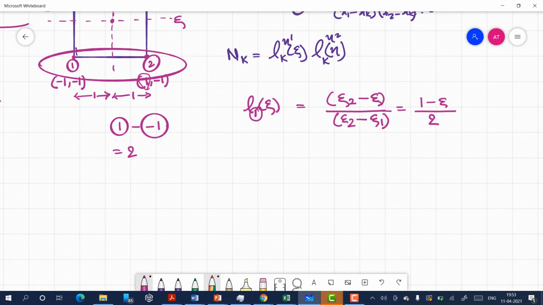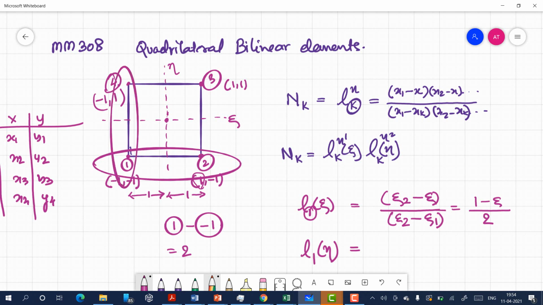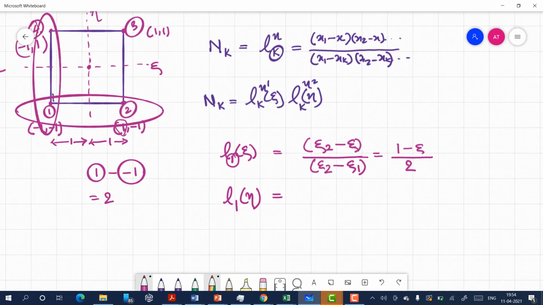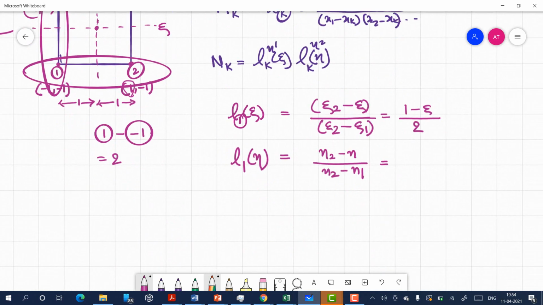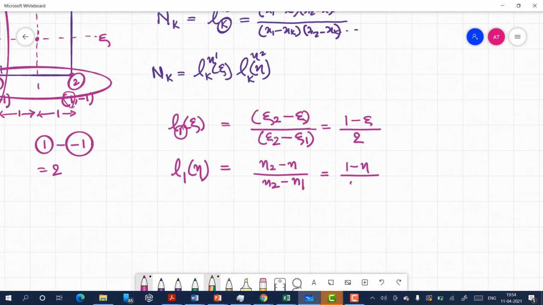And this is exactly what we are doing, because zeta axis is a horizontal axis and it is one dimension, this part is just this. And now L1 eta we have to find out. So for that we have to consider this direction, right? And there we have to write eta 2 minus eta divided by eta 2 minus eta 1. So what is the value of eta 2? Eta 2 is having a value of 1. So 1 minus eta divided by, and eta 2 minus eta 1 is 1 minus minus 1, which is 2 again, right? So that is that.